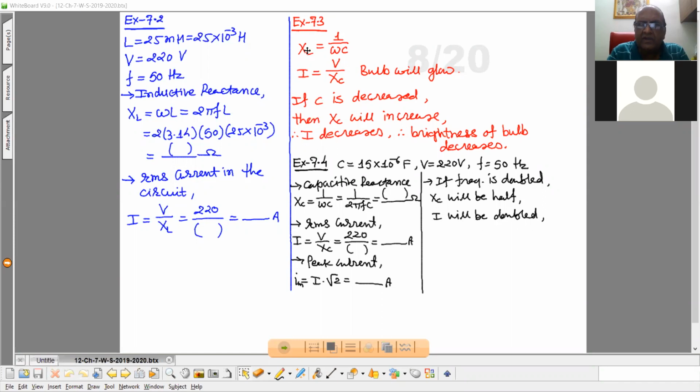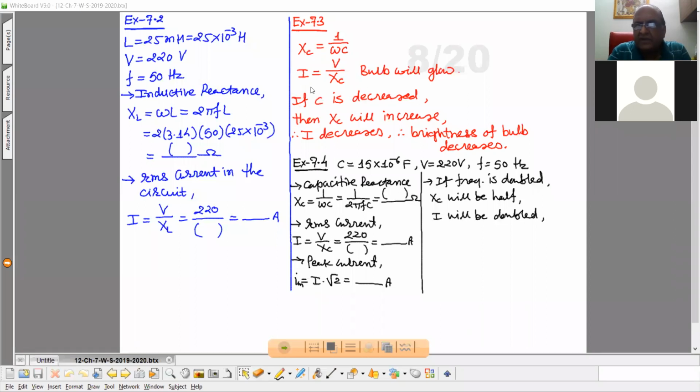What happens in each case if the capacitance of the capacitor is reduced? Now, the capacitance is C, and how does the capacitive reactance depend on C? So Xc equals 1 upon omega C. So here as C increases, Xc decreases. As C decreases, Xc increases.